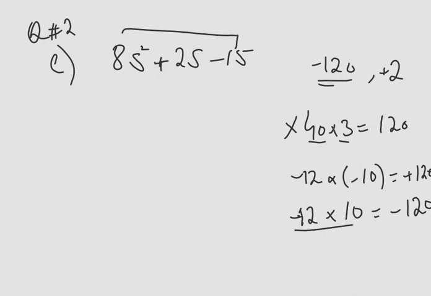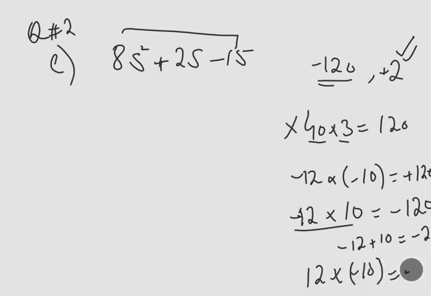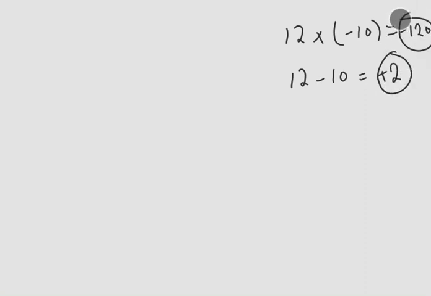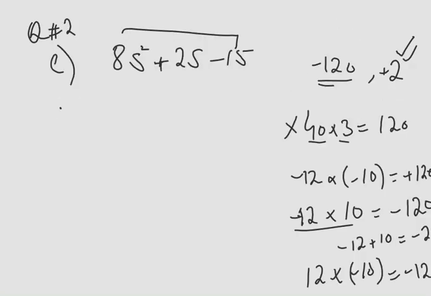But if we add minus 12 plus 10, this gives us minus 2, and we need plus 2. We will change the sign again. So 12 multiplied by minus 10 gives us minus 120, and 12 minus 10 equals plus 2. So these are our numbers. So we will split the middle term by 12 and minus 10. So 8s square plus 12s and minus 10s minus 15.